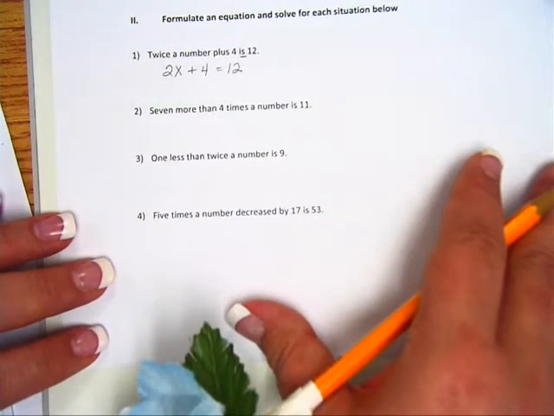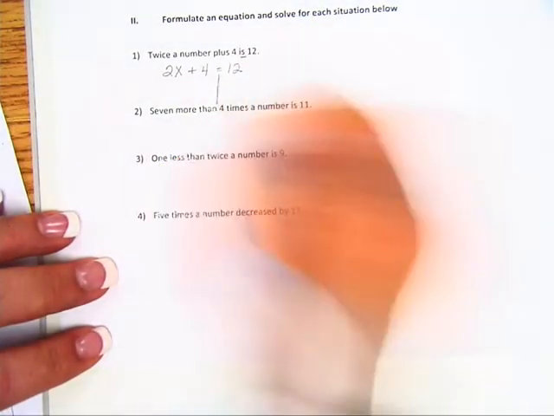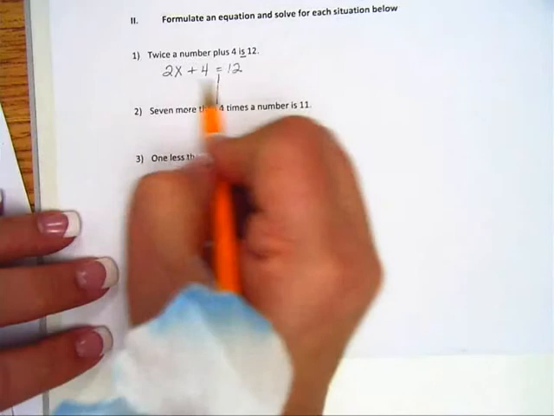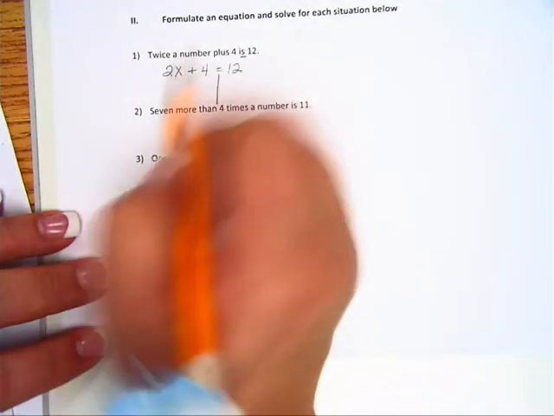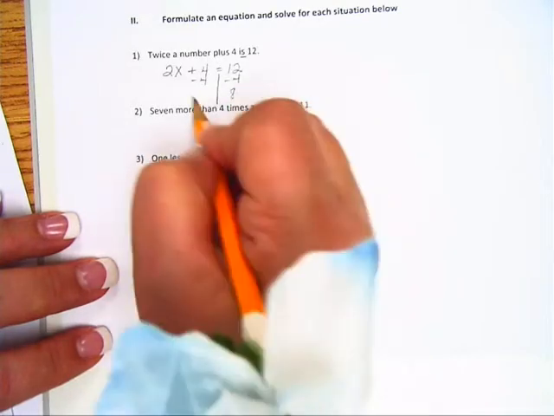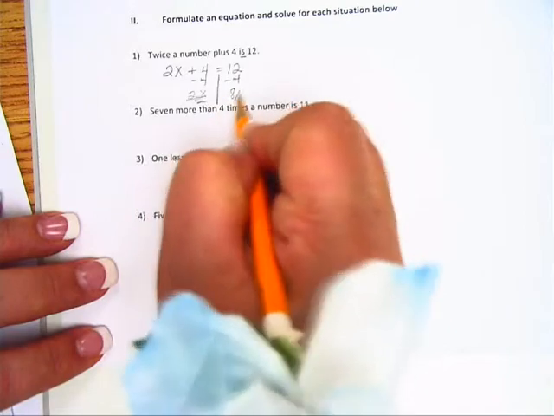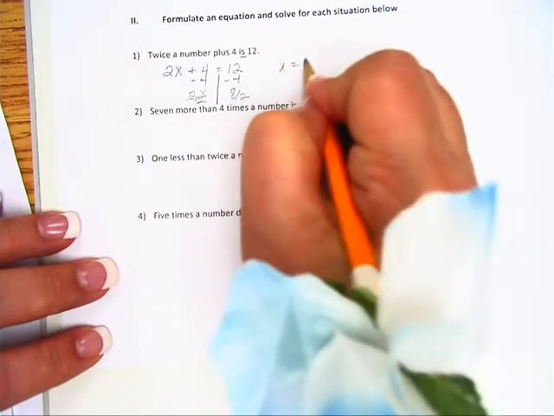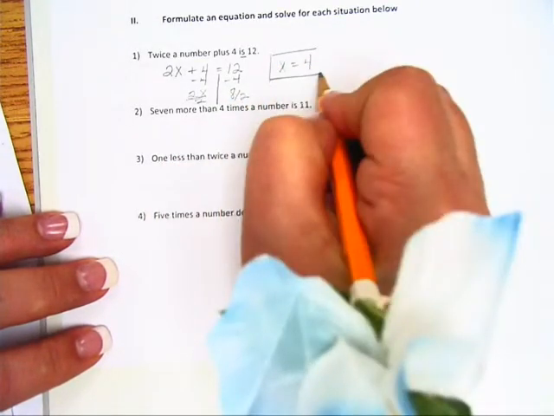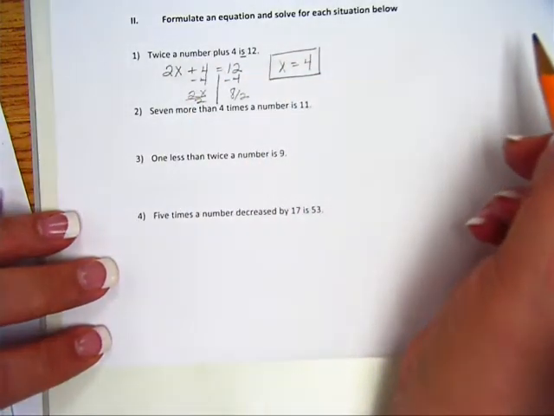Okay, that's a two-step equation. I'm going to leave that for you to solve. I'll go ahead and solve it. Okay. What do we do first? We're trying to get this x by itself. So we need to subtract our 4, subtract our 4. That leaves us 8 on this side. 2x comes down. Divide by 2, divide by 2. Our x is 4. So the number is 4. You can plug that back in and check it just to make sure you've gotten the right number.